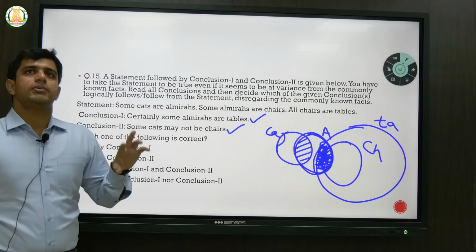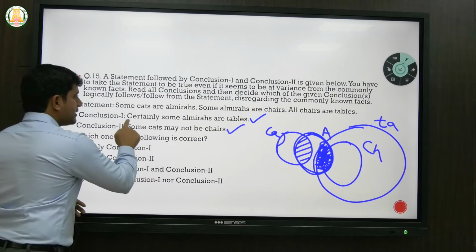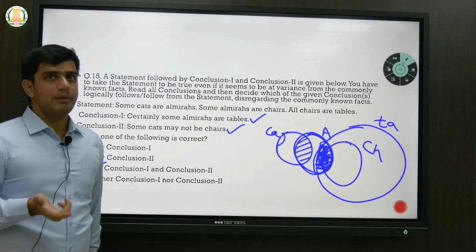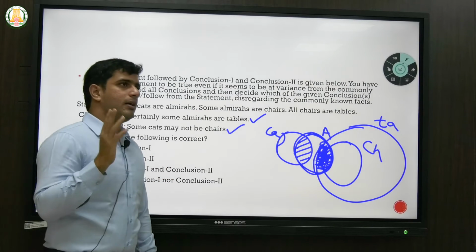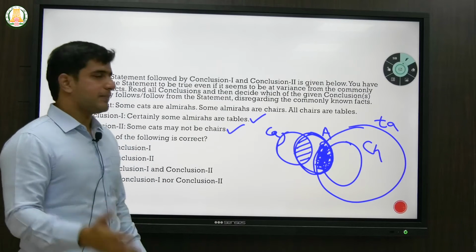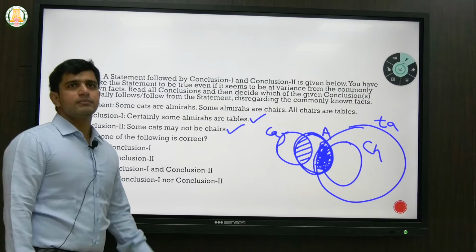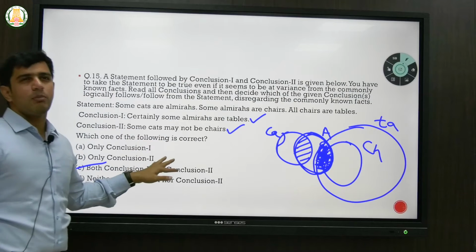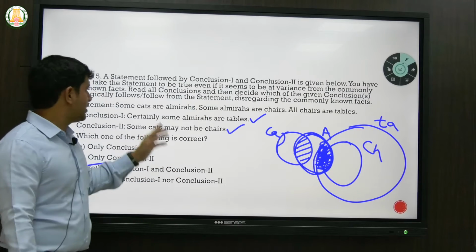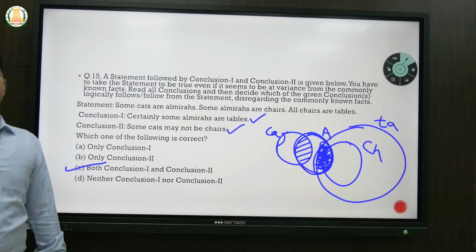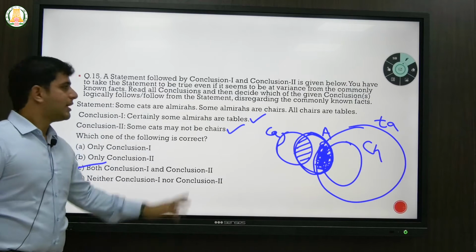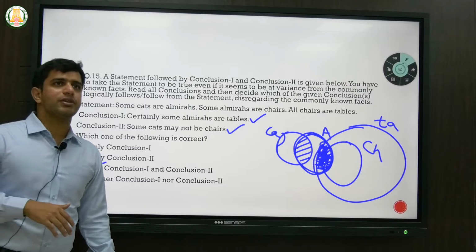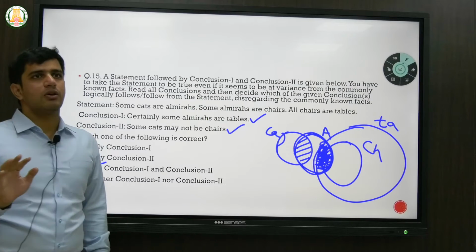Another thing to be kept in mind is, whenever the statement says certainly, it becomes very volatile. Most likely it might be wrong, and only in very rare cases it becomes correct. But when they say some cats may not be chairs, this is a very generic statement. This can be true. So always remember that whenever there is some, probable, most, many, it can be correct. But when they say 100% it is correct, or it is the only thing, or certainly everything is correct, be a little careful with those statements. In this case, obviously this is correct. But as you saw in the previous question, both statements which say certainly are wrong.